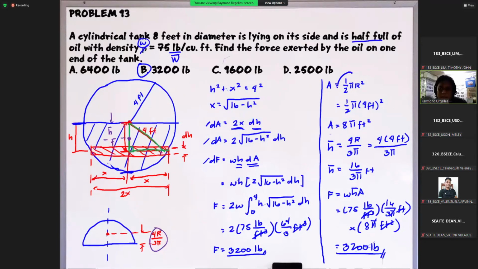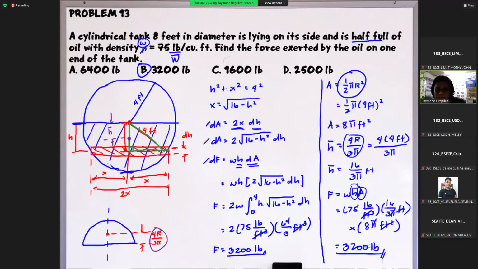For example dito, ipasok ninyo ito dun sa area, tapos ipasok ninyo ito dun sa H bar. Then we have the omega, which is just a constant, okay? Tapos tingnan ninyo kung ano yung magiging form ng equation.